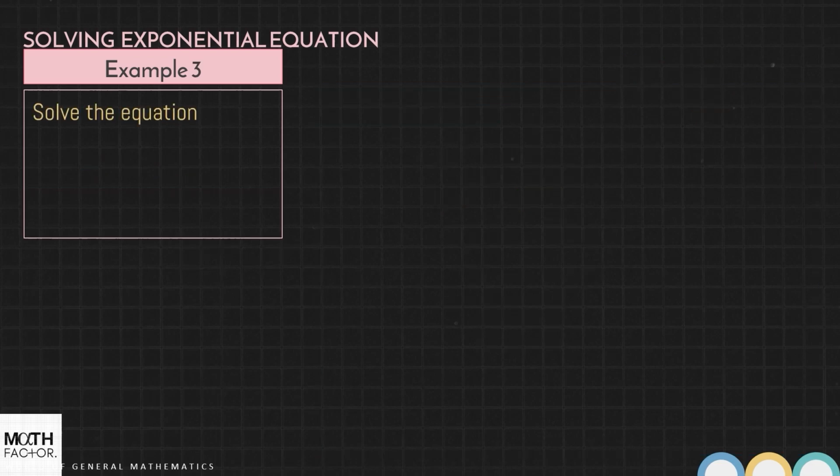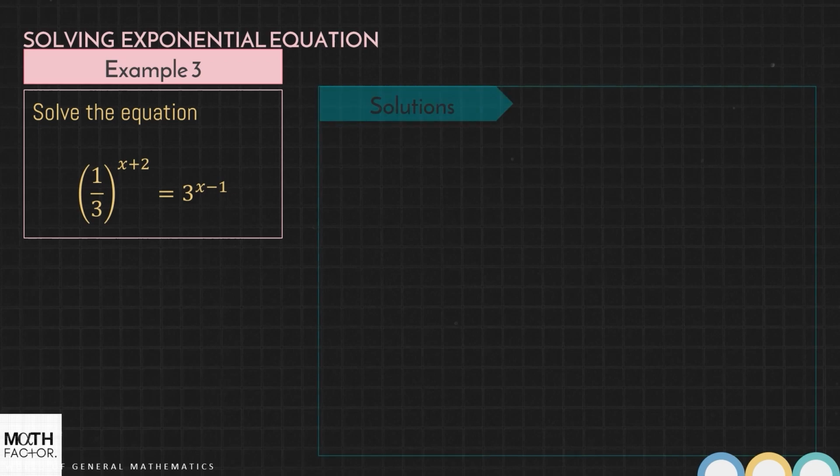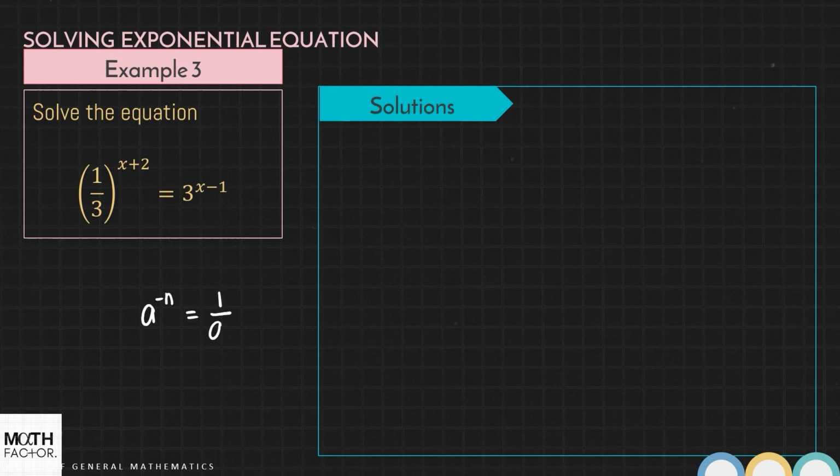Next, we have here 1/3 raised to x plus 2 is equal to 3 raised to x minus 1. So, kung nare-recall nyo yung ating negative exponent rule, a raised to negative n is equal to 1 over a raised to n. So, i-apply natin tong negative exponent rule dito sa given natin. Let me just rewrite 1/3 raised to x plus 2 is equal to 3 raised to x minus 1.